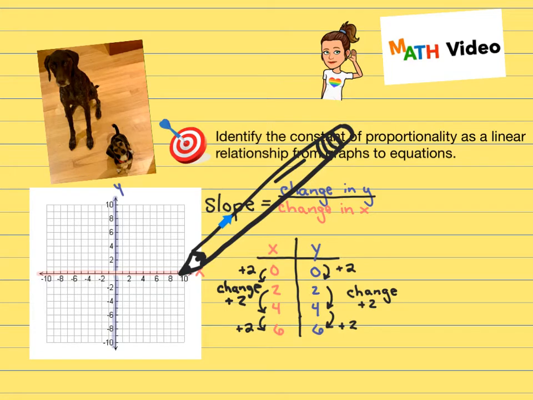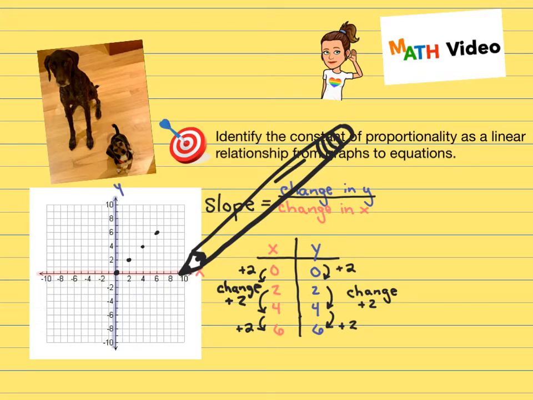We put this together as a special ratio called slope, where we are showing the relationship between the change in the y values compared to the change in the x values. Now we can take those coordinates and we can graph them. So we have coordinates 0, 0, 2, 2, 4, 4, and 6, 6.